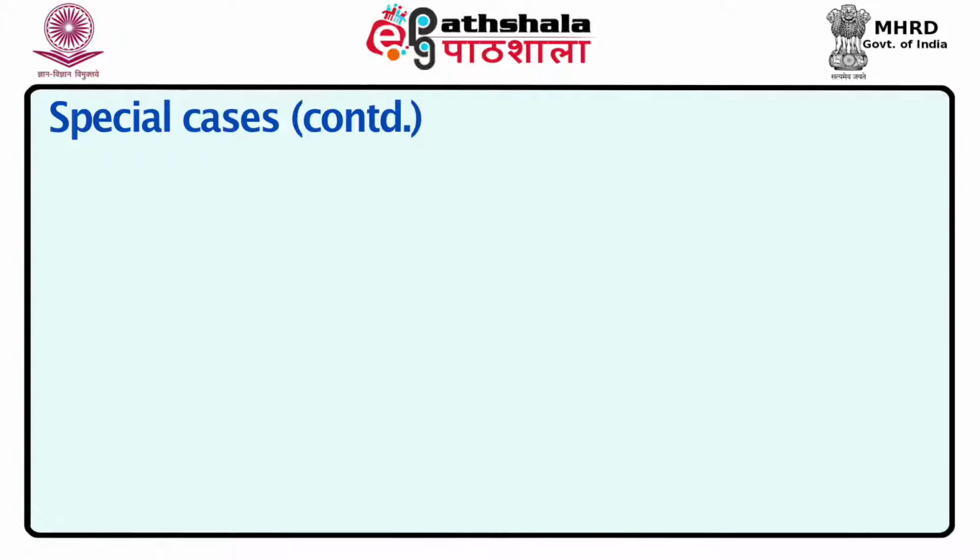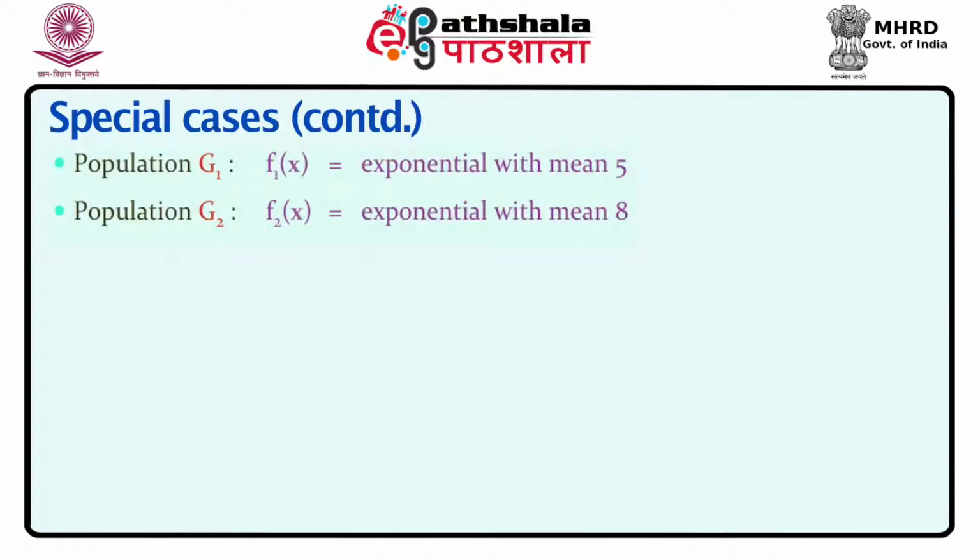Now let's look at a very simple example. Suppose we have a population G1 which is characterized by the density function f1(x), which is an exponential distribution with mean 5. Similarly, we have a second population G2 which is characterized by an exponential distribution with mean 8. And we need to place individuals in one of these two groups.